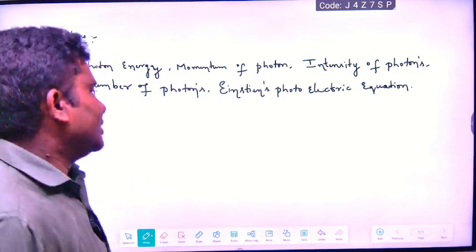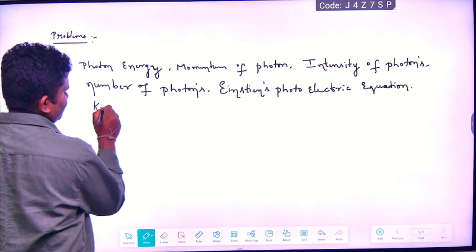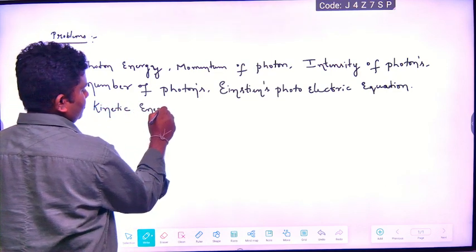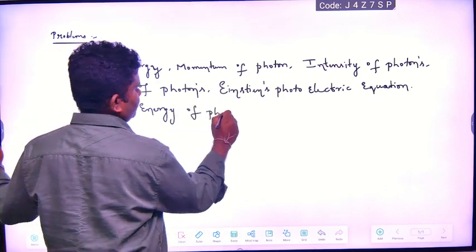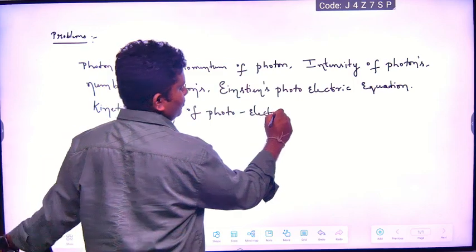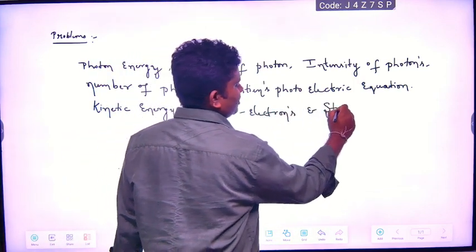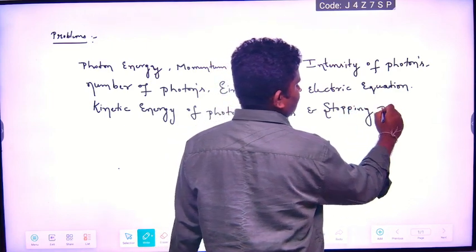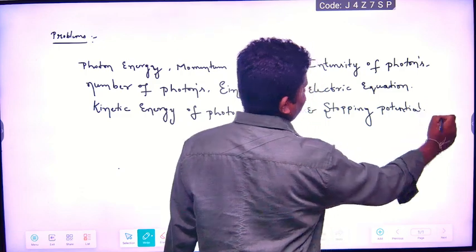Next, kinetic energy of photoelectrons and stopping potential. Today we'll discuss this much: kinetic energy of photoelectrons and stopping potential.